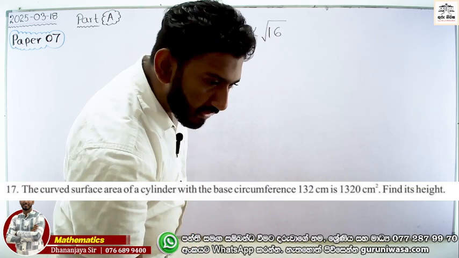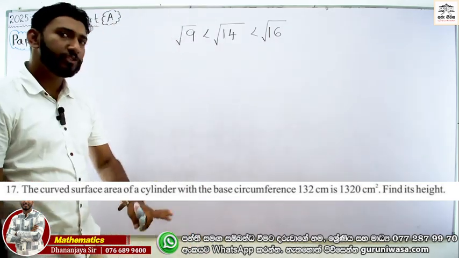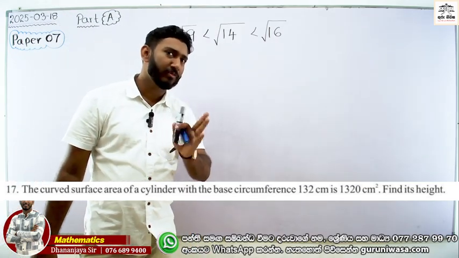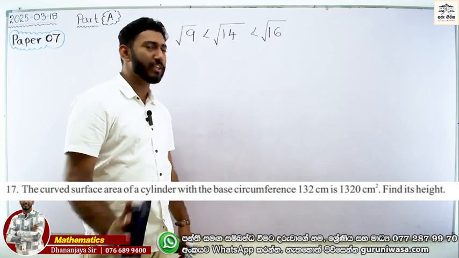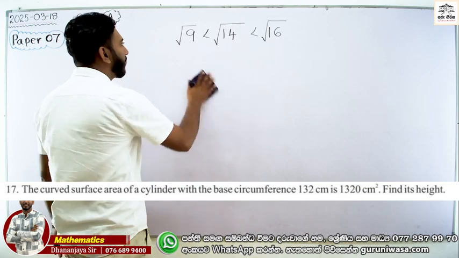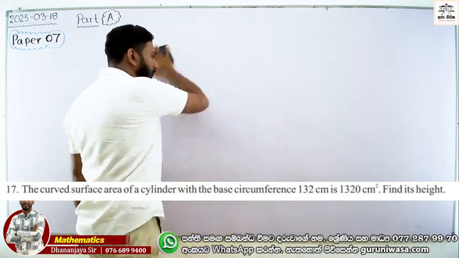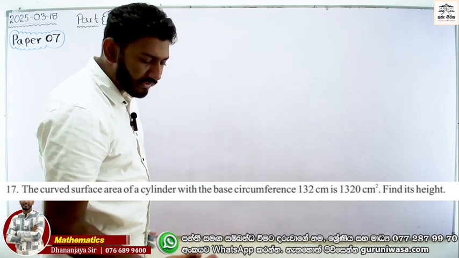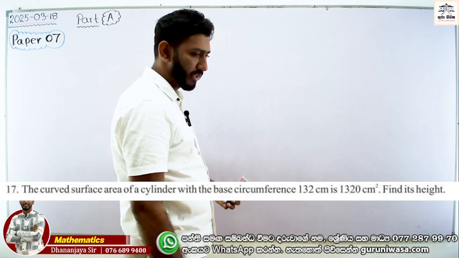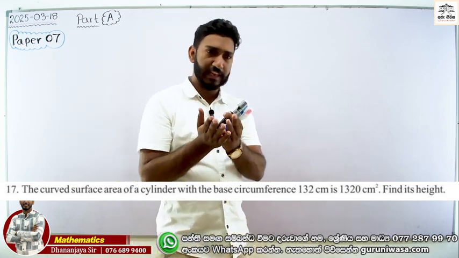Question number 17, and this question is very important. Look, these are the papers that come when you write the first term. Look at the things I told you. This one is very important, and it is a very popular question. The curved surface area of the cylinder.